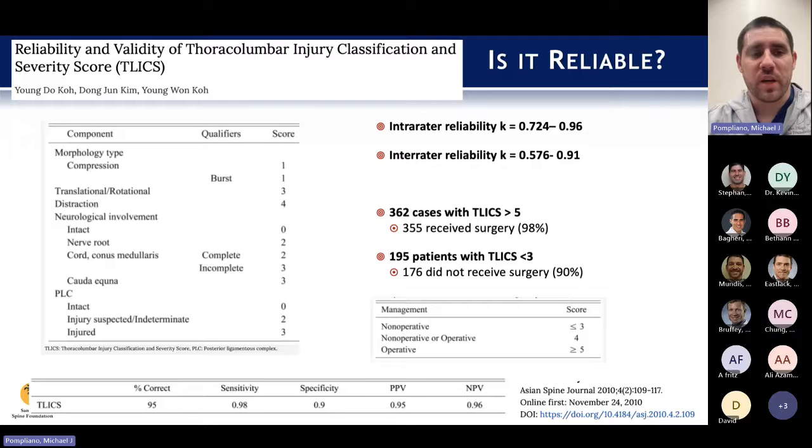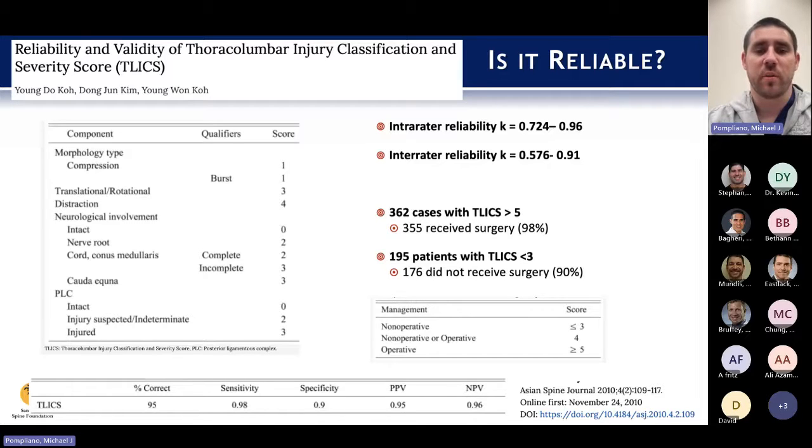Like any other classification, it's kind of useless unless it's reliable. So this is a study looking at the reliability of the TLICS classification. It had really good intra- and pretty good inter-rater reliability. They looked at 362 cases retrospectively with TLICS greater than 5, and they found that 98% of them did receive surgery. And you can see at the bottom, typically 4 could go either way depending on surgeon discretion.